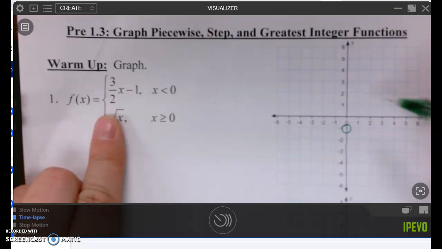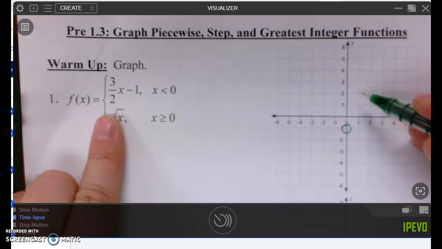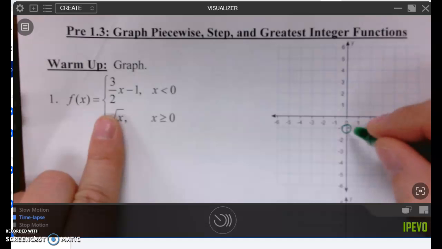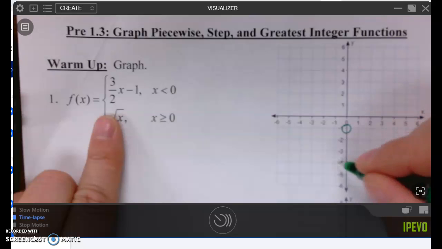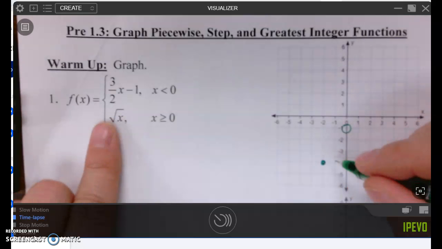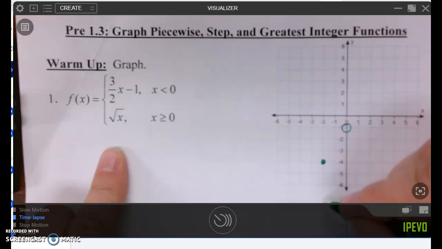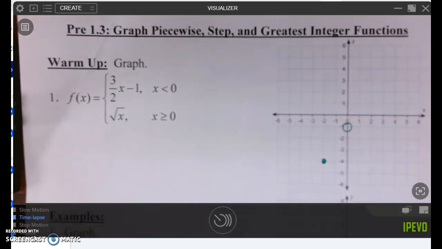So normally I would go up 3 and to the right 2 and up 3 to the right 2, but I'm going to go down and to the left instead. 1, 2, 3, and left 2. And down 3, and I can't go any further. So I'm going to go ahead and draw that part of my graph.